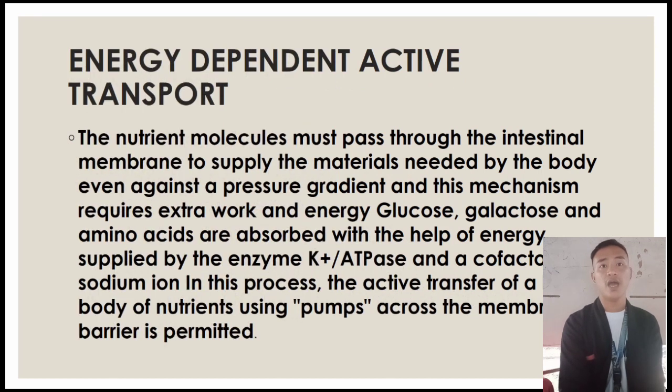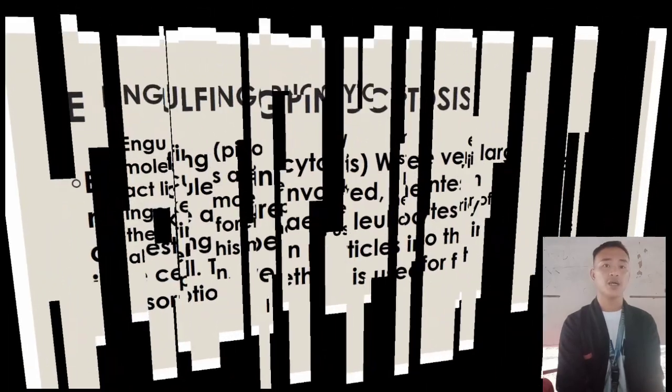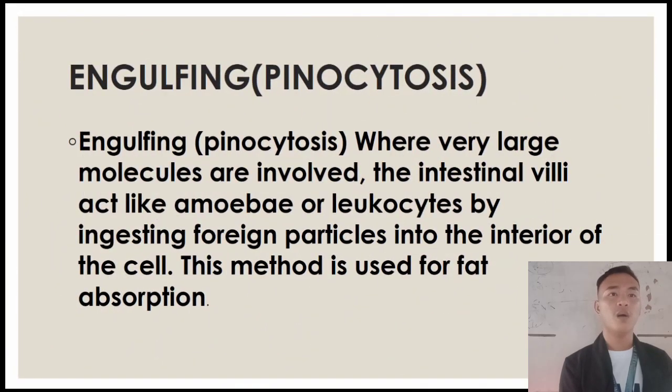We have energy-dependent active transport. The nutrient molecules must pass through the intestinal membrane to supply the materials needed by the body, even against a pressure gradient. There is also engulfing, or pinocytosis, where very large molecules are involved. The intestinal villi act like amoeba in fat absorption.